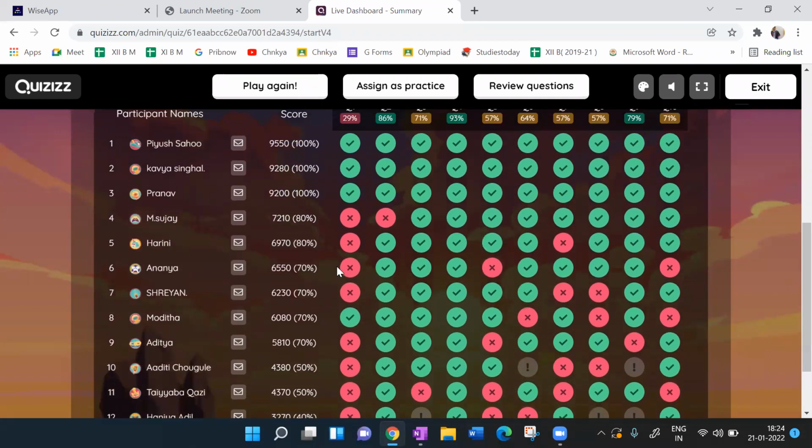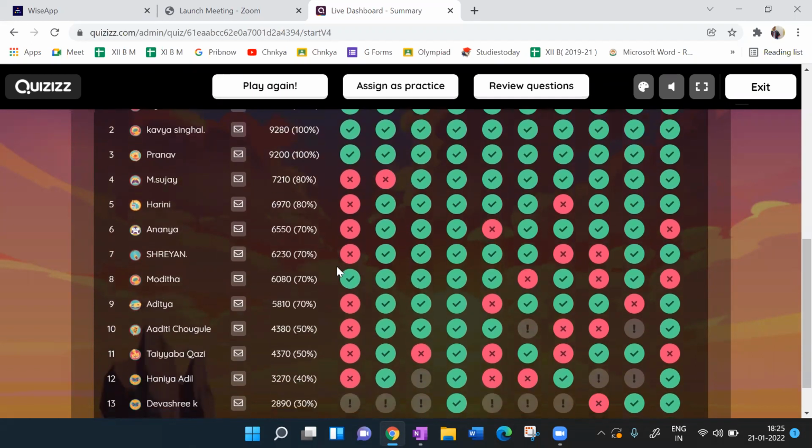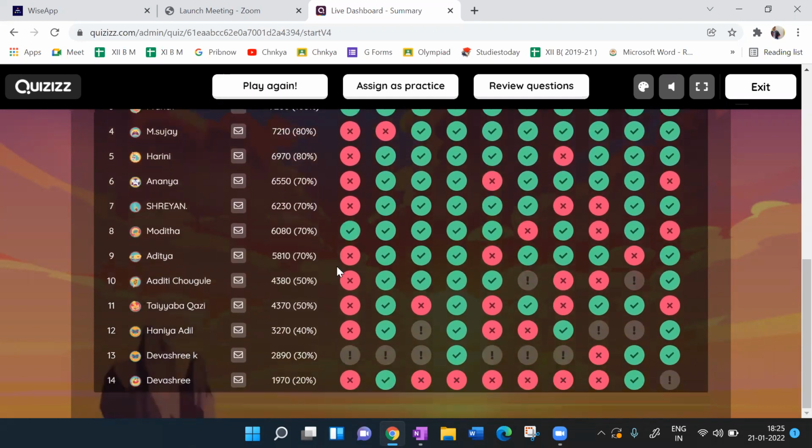Pranav, Sujay 80%, Harini 80, Aranya 70. Ananya, you got 3 wrong. Shreyan, you got 3 wrong. Modita, you got 3 wrong. Aditya, you got 3 wrong. Aditi, you got 3 wrong and did not attempt 2 questions. So 5 questions correct, 50%. No problem, Aditi. All the best for the next exam. I just conducted this quiz normally.